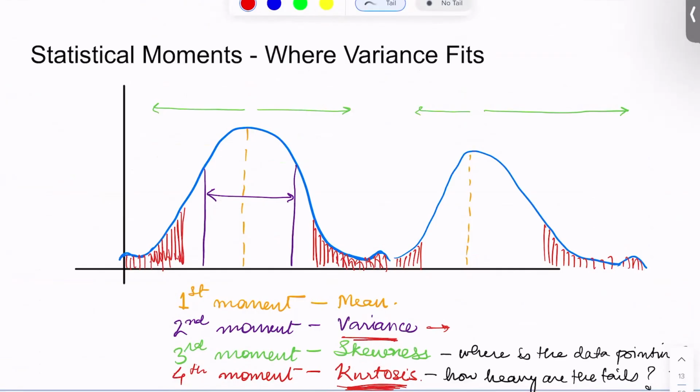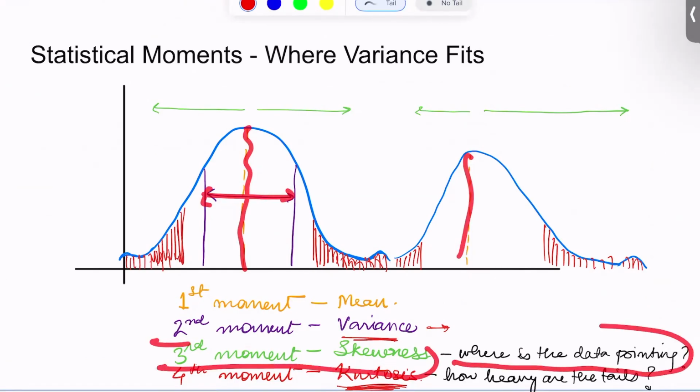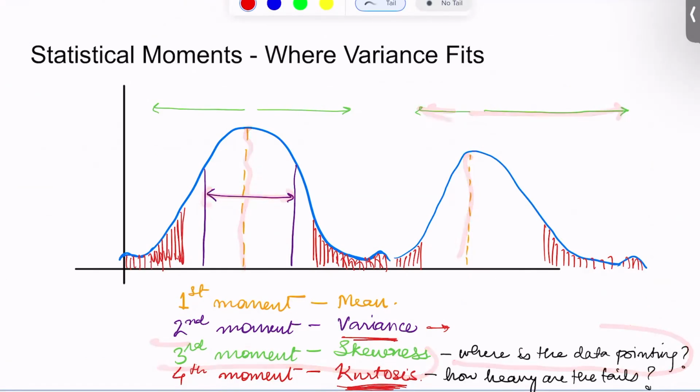This is, again, a relatively zoomed in diagram for this. So the first moment, the mean, is given by this location. Similarly, variance is given by this spread. The third moment, skewness, where the data is pointing, would be the asymmetric nature of the distribution. And the fourth moment, kurtosis, is how heavy the tails are. In this case, we can have a distribution something like this, and this is the heaviness of the tail that we can calculate.